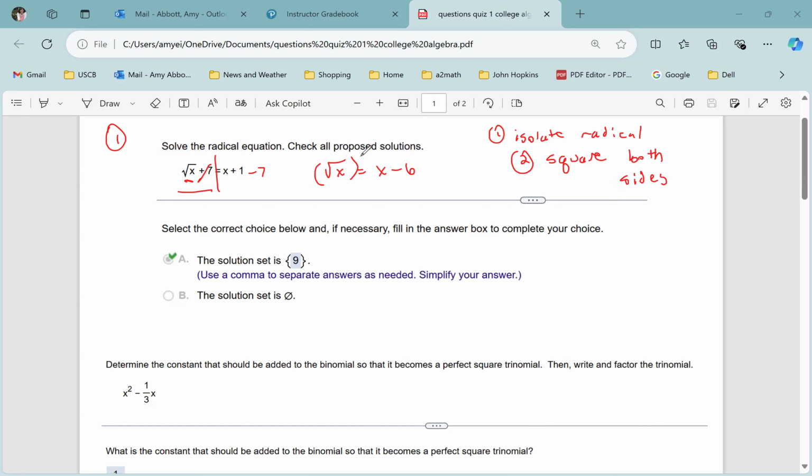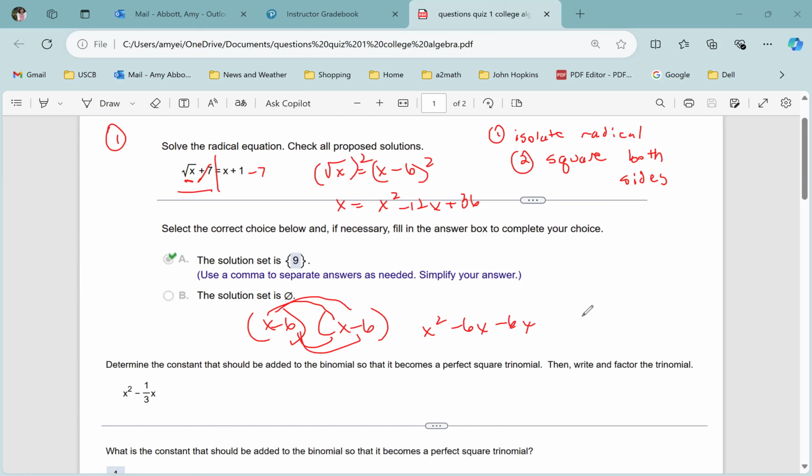So radical x squared is x. And then x minus 6 squared is x squared minus 12x plus 36. Because you have to do x minus 6 times x minus 6. You have to FOIL it. X times x, x squared. X times minus 6, minus 6x, minus 6x. Minus 6 times minus 6 is plus 36. And then you add the middle terms and it's negative 12x.